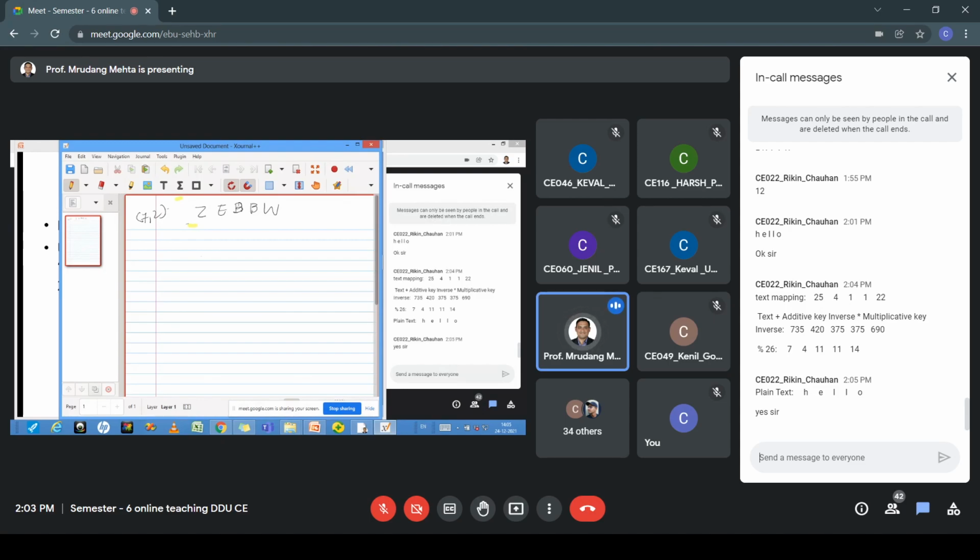Right. So the equivalent value of Z is 25, E is 4, B is 1, and W is 22. So what we have to do first is subtract key 2, right? So 23, 2, minus 1, and 20. And then multiply it by K inverse, right? So what is 7 inverse? That you have to find first. What is 7 inverse?